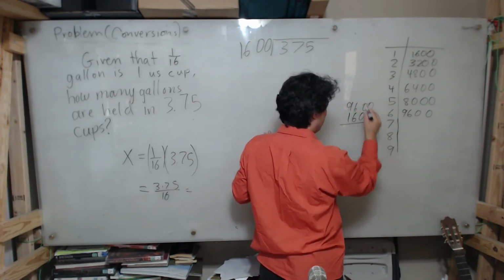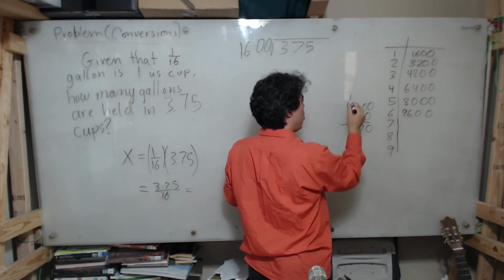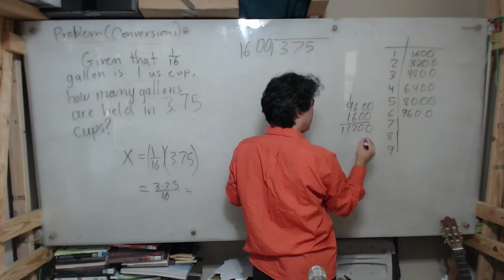0 plus 0 is 0. 0 plus 0 is 0. 6 plus 6 is 12. I bring down the 2. I carry the 1. 1 plus 9 is 10. Plus 1 is 11.